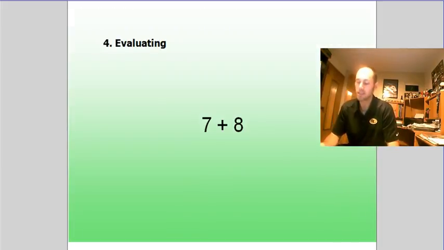Expressions. An expression is something that we do in math that we can write out. It can involve addition, multiplication, subtraction, division, powers, square roots, any kind of operation that we want to do. And we're just going to begin by talking about how to evaluate.